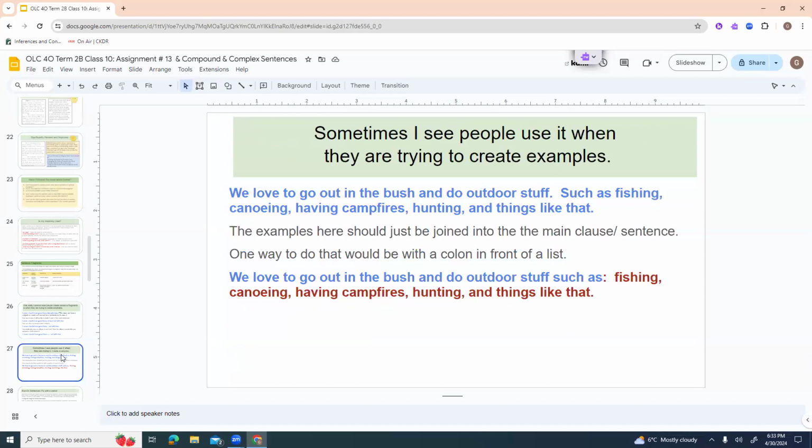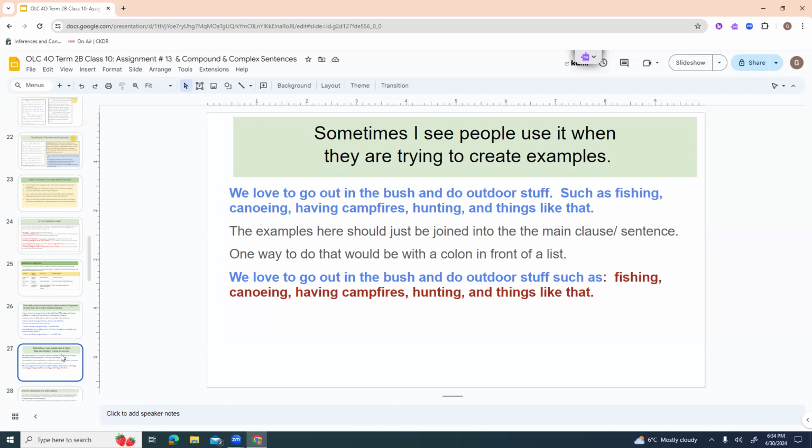Okay. The other time I see people making incomplete sentences is when they're trying to create examples. And often they put the statement in one sentence and then the example in another sentence, and it often doesn't quite work. So here is an example of how that sounds: "We love to go out in the bush and do outdoor stuff. Such as fishing, canoeing, having campfires, hunting, and things like that." Those examples are fine, but they just need to be joined on to the main clause or sentence.